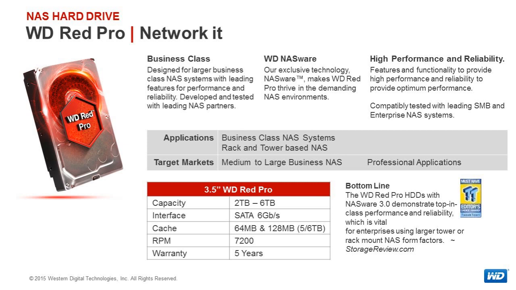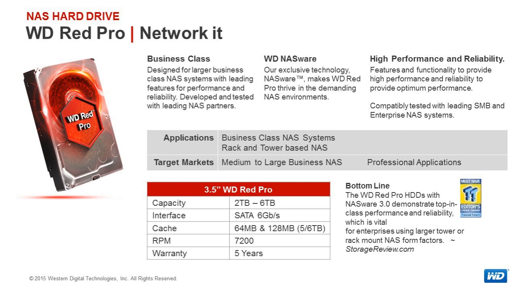The capacity range for the 3.5-inch Red Pro is 2 terabytes to 6 terabytes. It's SATA 6 gig per second. We've got 64 megabytes of cache on the 2 through 4 terabyte and 128 megabytes on the 5 and 6. The RPM is 7200 RPM, and the warranty is 5 years. So we are definitely aligning it to a more business class application.